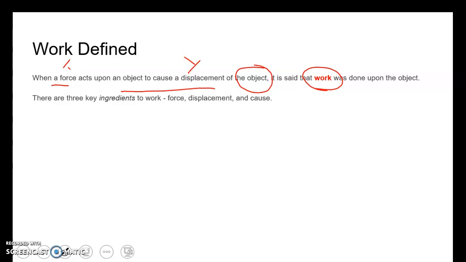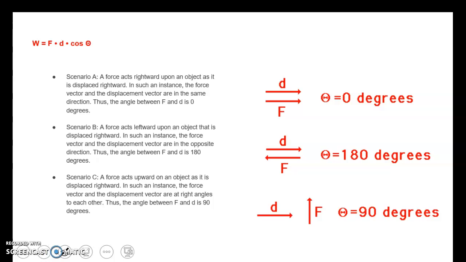So there are three key ingredients: force, displacement, and then cause. And that just talks about direction, right? So now the equation for work is right here. Force times distance times the cosine of theta. So that's the angle that the force and the displacement have to each other.